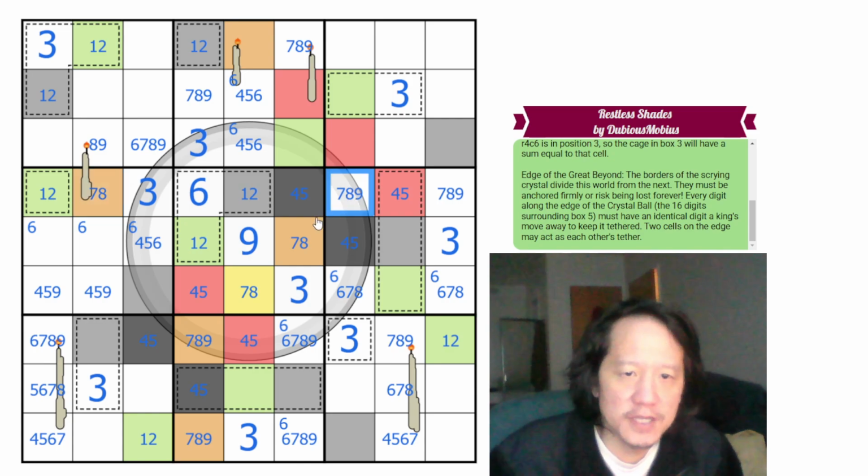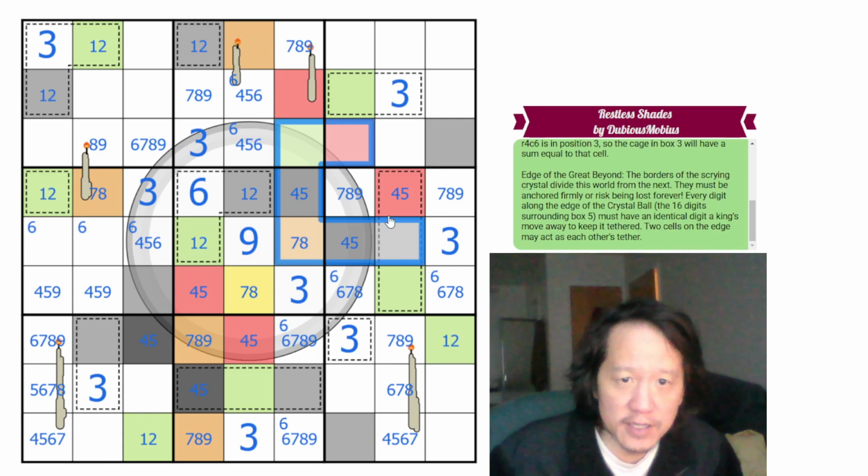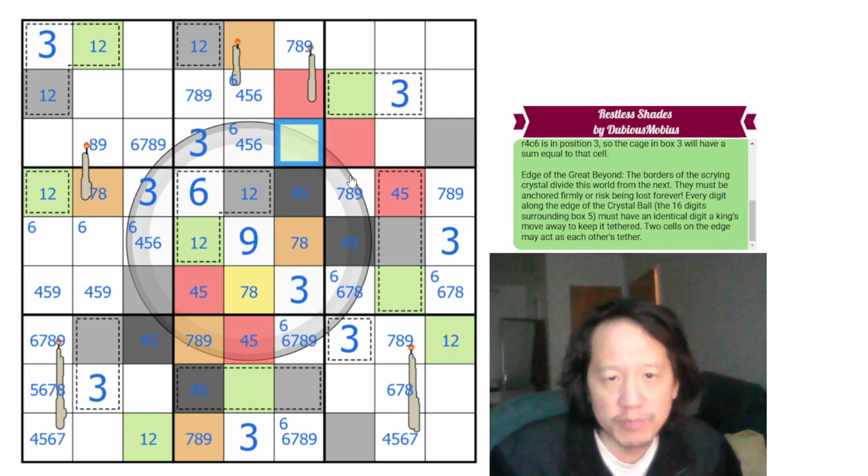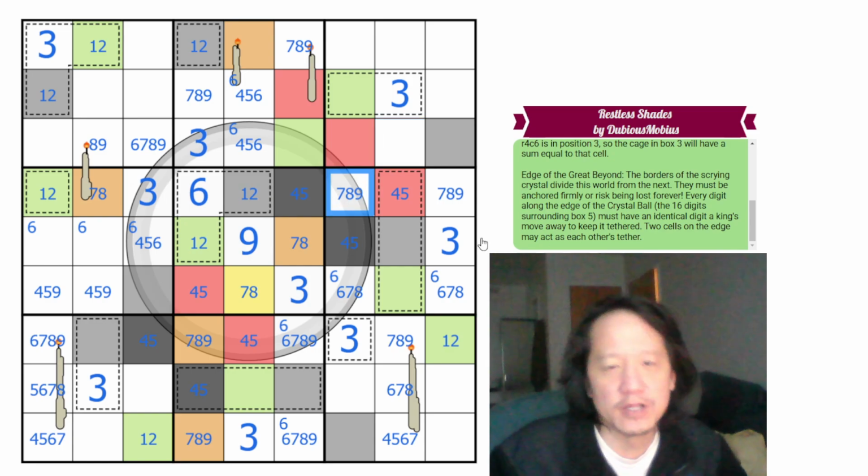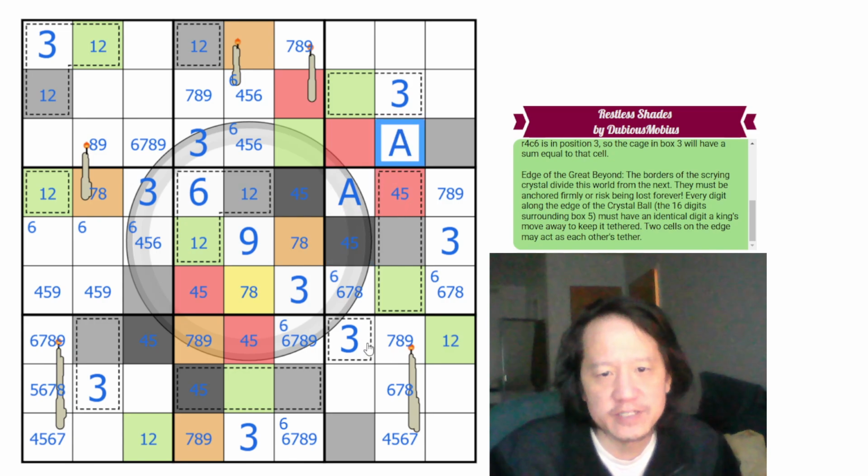Which means this cannot match this one. It still needs to have a matching cell and kings move away. It cannot match the 1 or 2, obviously, so it must match this one. So with this one, we're going to label A. And that matches that. So this specifically matches that one.